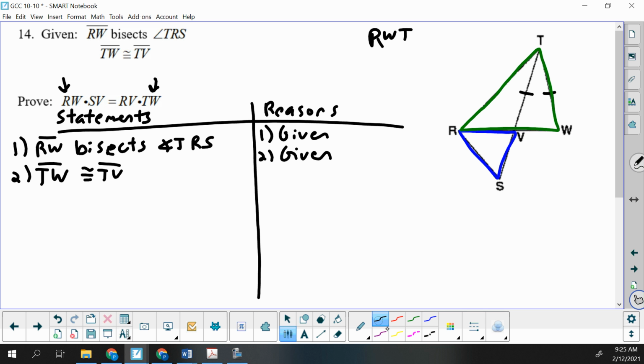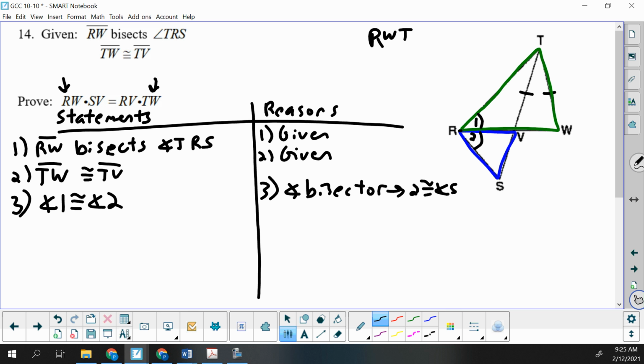So let's go with our givens. We've got an angle bisector, so we'll do angle bisector implies 2 congruent angles. TRS is what is being bisected. So the middle letters are where the bisecting is happening. So let's call those 1 and 2, and we'll say angle 1 congruent to angle 2 and mark it up in our picture. So we've got one set of angles, we still need another.